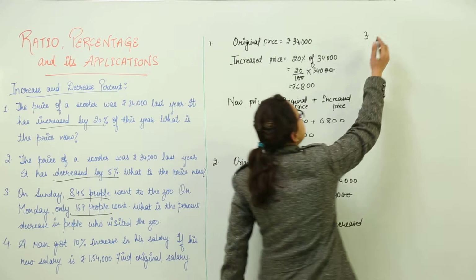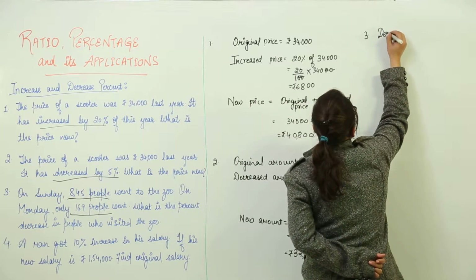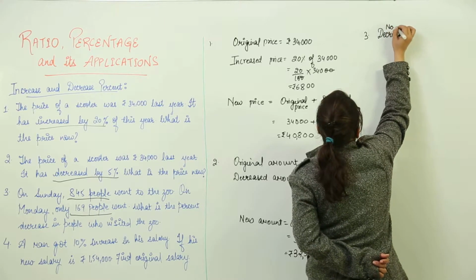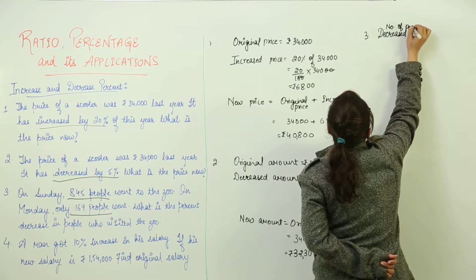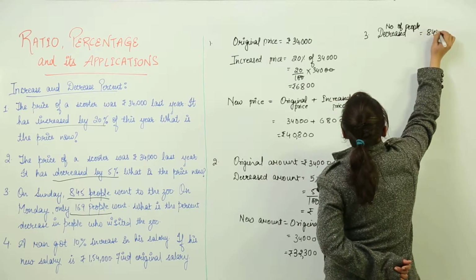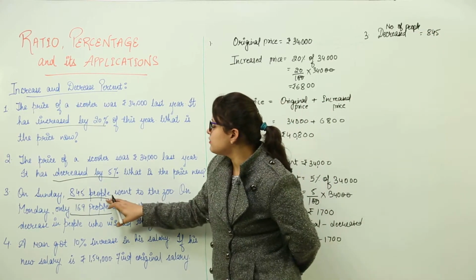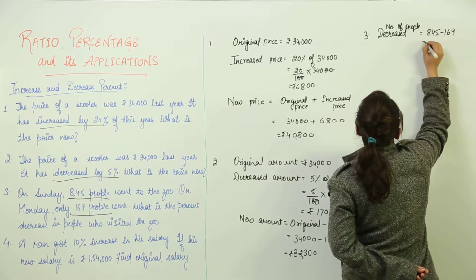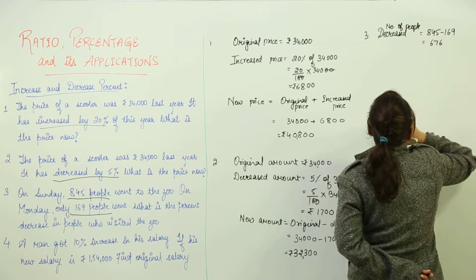So how do we find out the percentage decrease? First of all, we need to find out the decreased number of people. Number of people decreased, directly you can write that would be equal to the total number that were coming on Sunday were 845, and if you subtract 169 from this, you are left with 676.